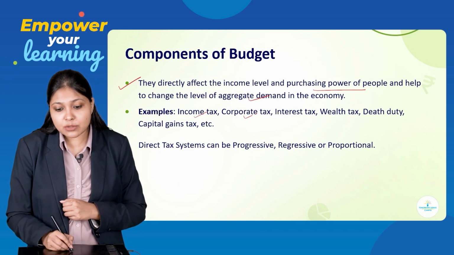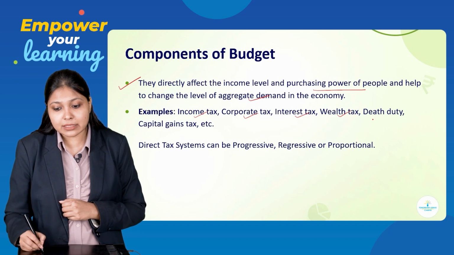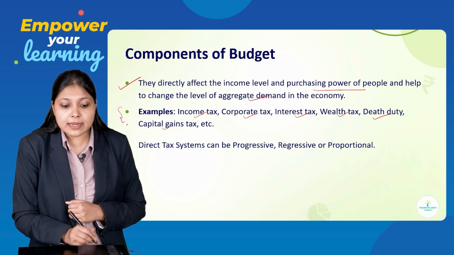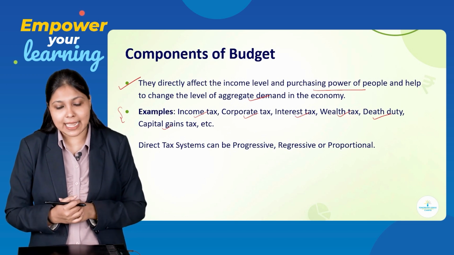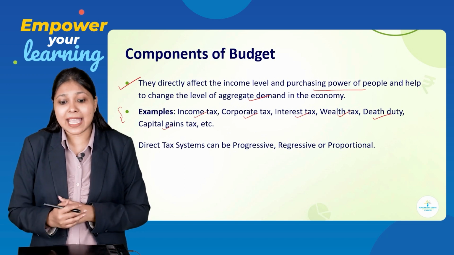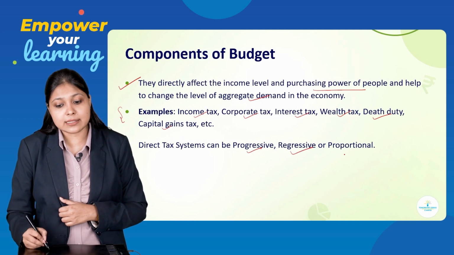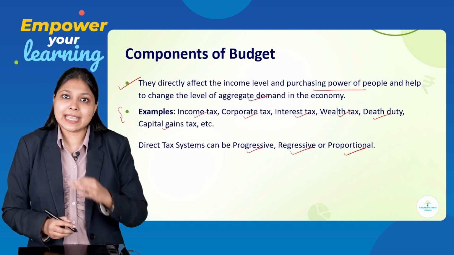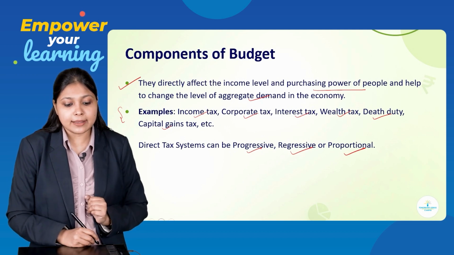Examples: income tax, corporate tax, interest tax, wealth tax, death duty, capital gain tax, etc. All of these are examples of direct tax. And direct tax can be progressive in nature, regressive in nature, or proportional in nature. Very important, you should know direct tax can be of these three categories.